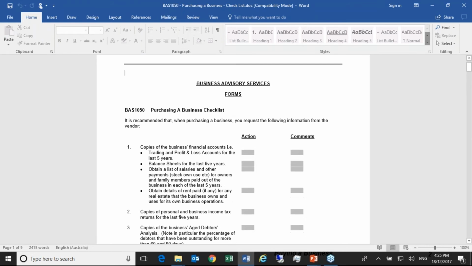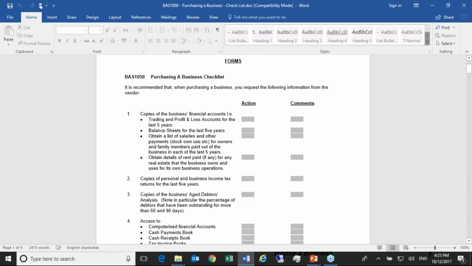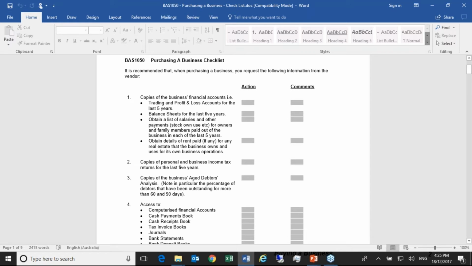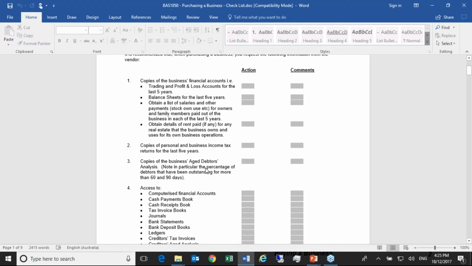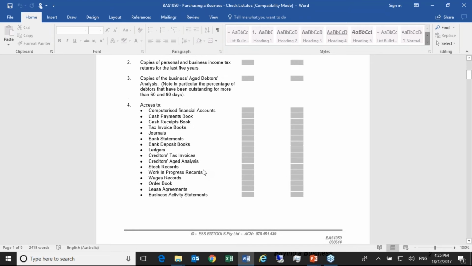So the first form we have is a business checklist for purchasing a business. What's involved? This is a checklist of items that we'd be suggesting you should be asking your client to obtain from the vendor to save time and effort later on in chasing up some of this information. Basically, your client should be saying to the vendor, if you want to sell your business to me, you're going to have to give me this information on a commercial in confidence basis so that you have the information to enable you to undertake a proper due diligence review.